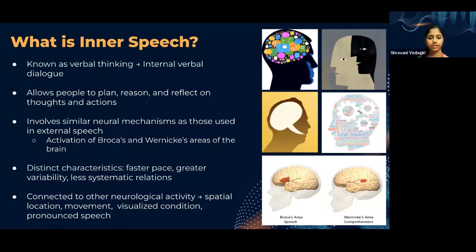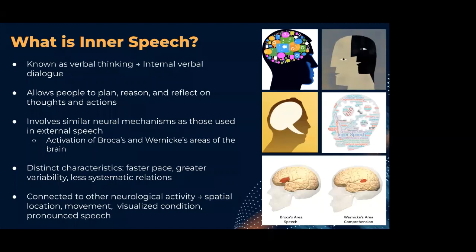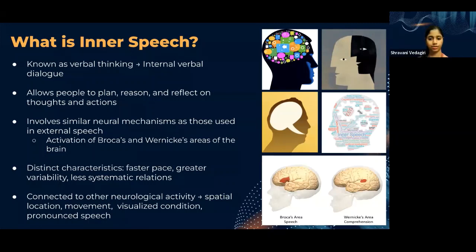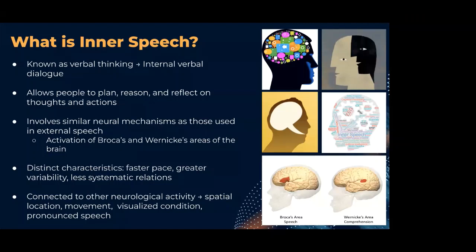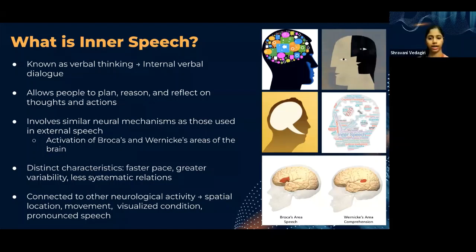Other studies suggest that inner speech has distinct characteristics, such as faster pace, greater variability, and less systematic relations with speech-related neural regions when compared to external speech. The process of inner speech is a dynamic one, with different regions of the brain interacting with one another, both flexibly and adaptively. For example, when we are reflecting on our thoughts and emotions, the self-referential processing network becomes more active, whereas when we are actively engaging in problem solving, the frontal regions of the brain become more active.